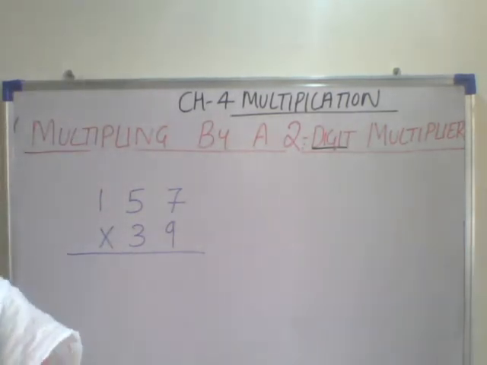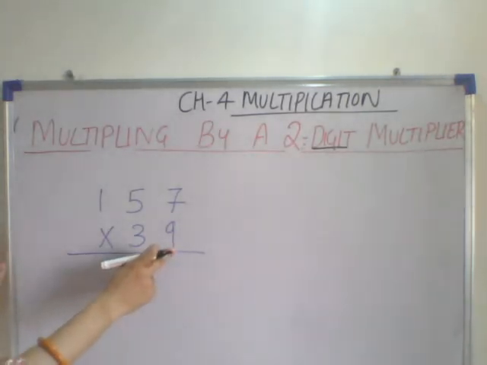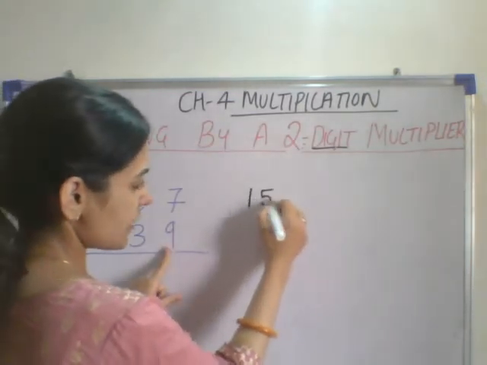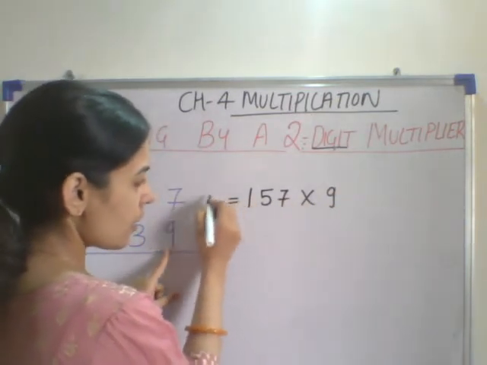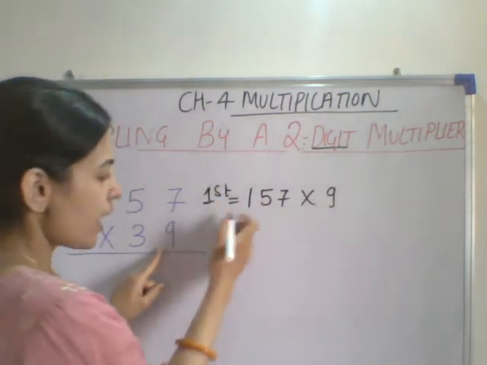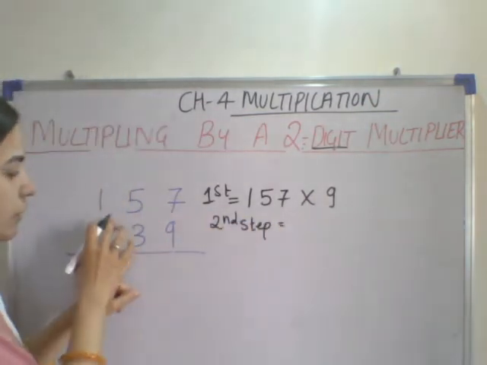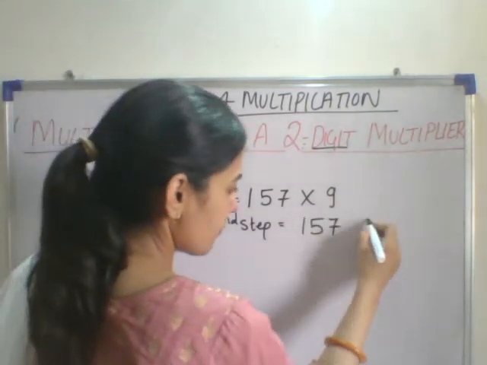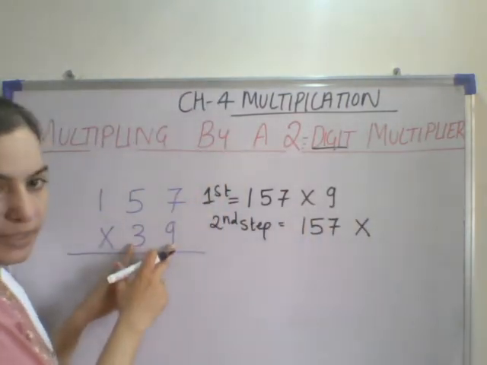First, we have to multiply 9. We will be multiplying 157 by 9. In the first step, we will be multiplying 157 with the 9. And in the second step, what will we be doing? We will be multiplying 157 with the 3. And after the 3, one digit is there.